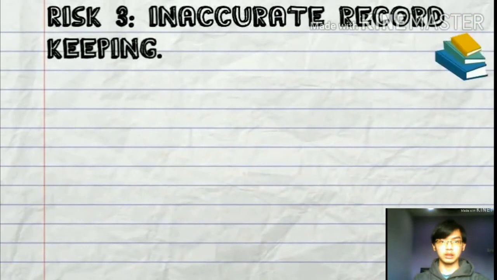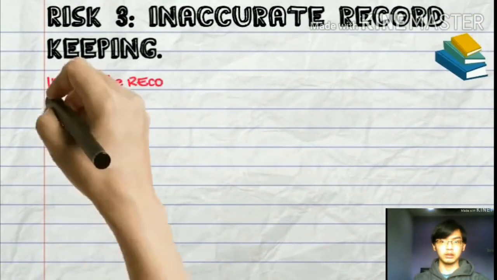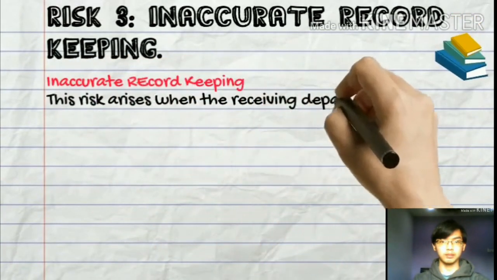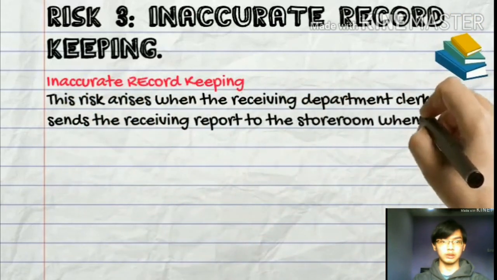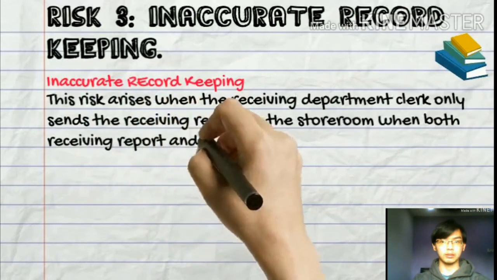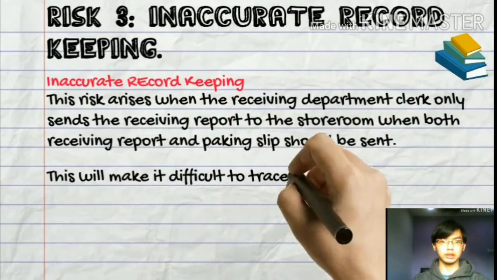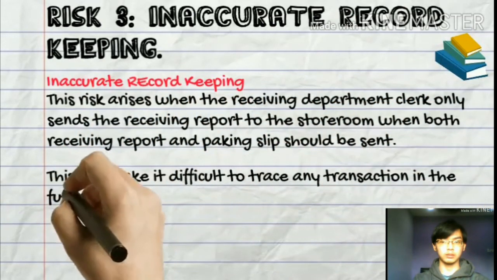The third risk is inaccurate record keeping. This risk arises when the receiving department clerk only sends the receiving report to the storeroom when both the receiving report and packing slip should be sent. This will make it difficult to trace any transaction in the future.